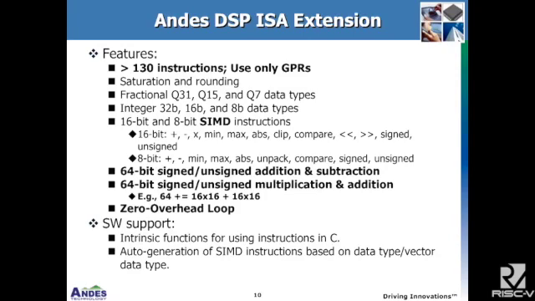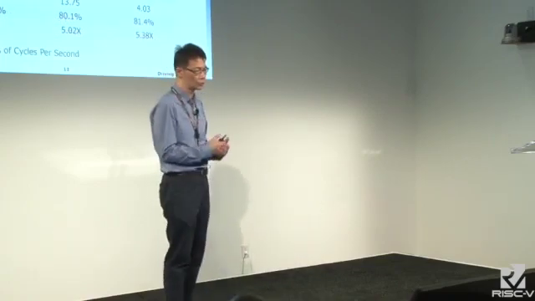And another important part of our DSP ISA extension is to include 64-bit signed and unsigned addition and subtraction, and also 64-bit multiplication and add. And we also add a zero overhead loop. And to facilitate using the DSP ISA extension, we add intrinsic functions so that programmers can use them in C. And we also add features in the compiler so that the compiler can auto-generate SIMD instructions based on data types or vector data types.